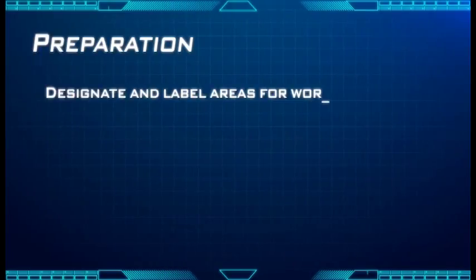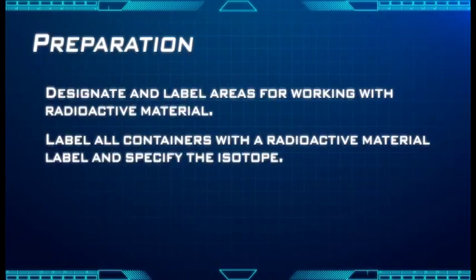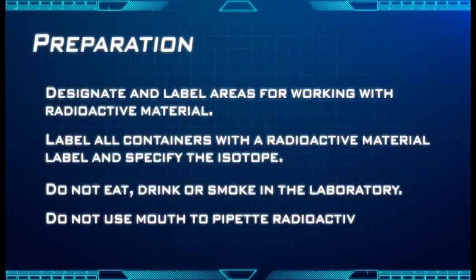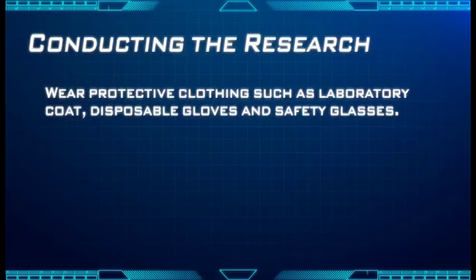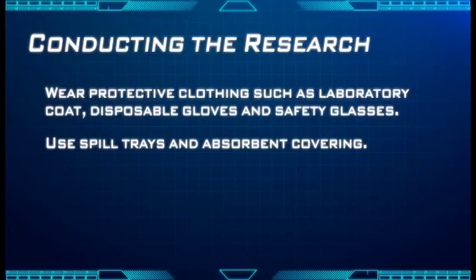Preparation. Designate and label areas for working with radioactive material. Label all containers with a radioactive material label and specify the isotope. Do not eat, drink, or smoke in the laboratory. Do not use mouth to pipette any radioactive material. In conducting the experiment, wear protective clothing such as laboratory coat, disposable gloves, and safety glasses. Use spill trays and absorbent covering.